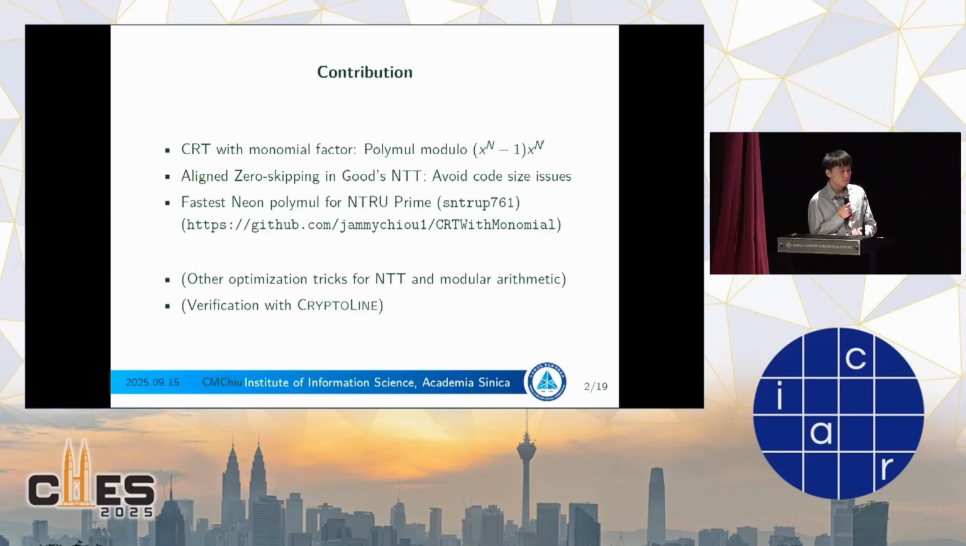We made the code publicly available in a GitHub repo shown here. There are some other contributions we made that we couldn't really fit into this talk. These include some other optimization tricks for NTT and modular arithmetic in general, and also our verification of our code with the CryptoLine toolkit.